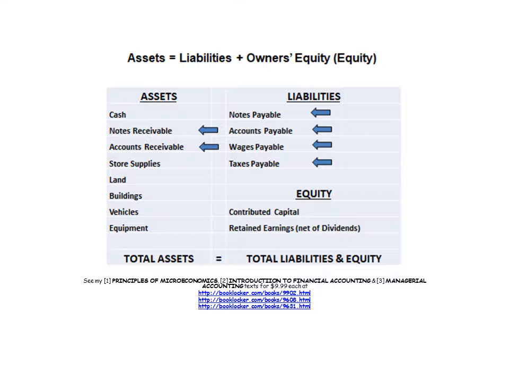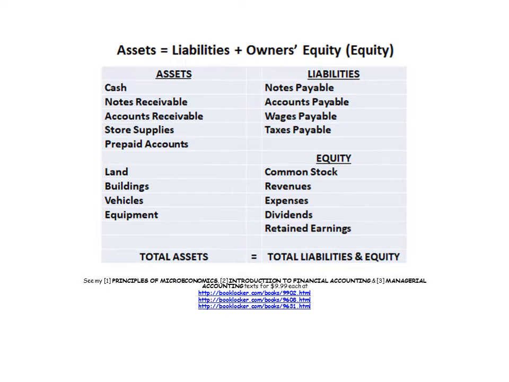First, a little bit of a review of the basic accounting equation. Assets equal liabilities plus owner's equity, sometimes referred to as equity. So I have assets on the left-hand side, liabilities and equity on the right-hand side. Notice all receivables are assets, all payables are liabilities. This is a slightly expanded version.